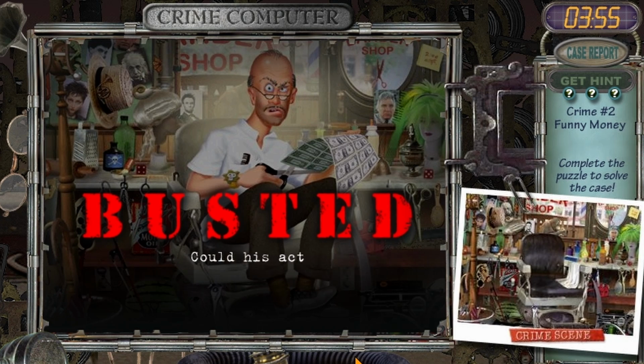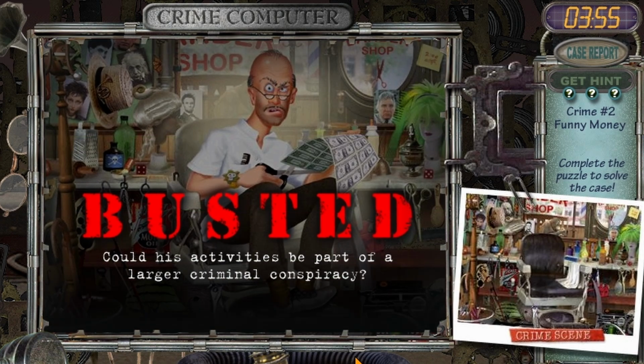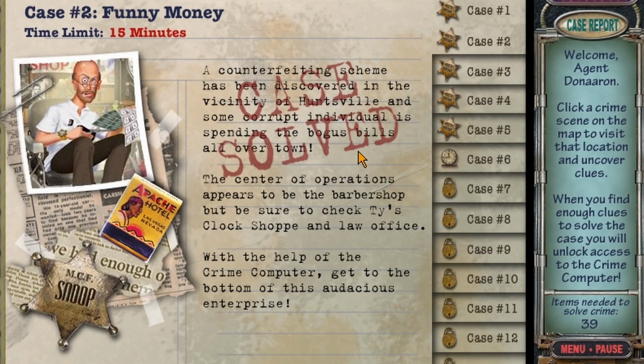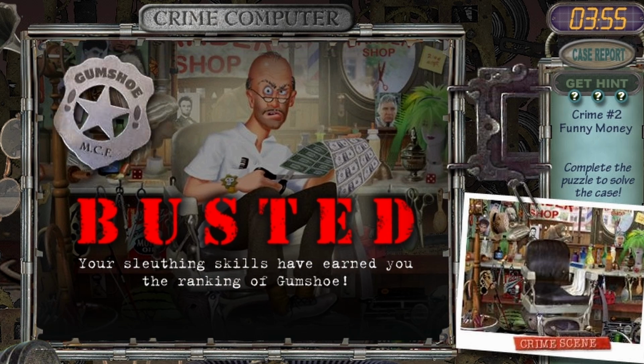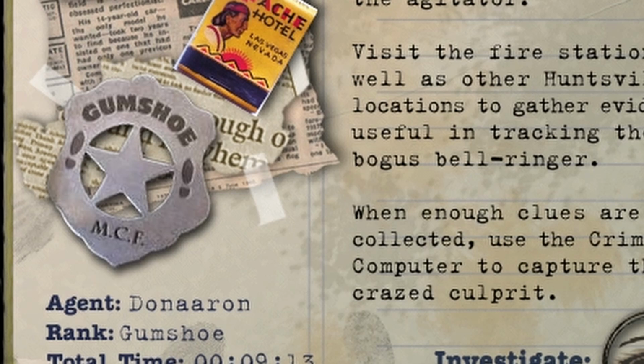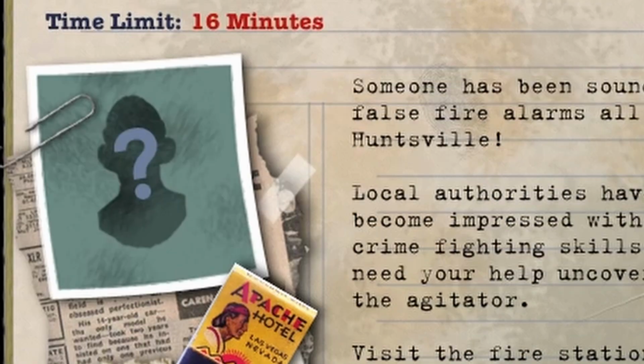The crime computer also wondered if Rudy was a part of a larger criminal conspiracy. We can see the skull emblem on his right wrist. The corrupt person Rudy was thrown in jail with the detective receiving the rank of a gumshoe. The third case with the rank of a gumshoe is called The Alarmist.